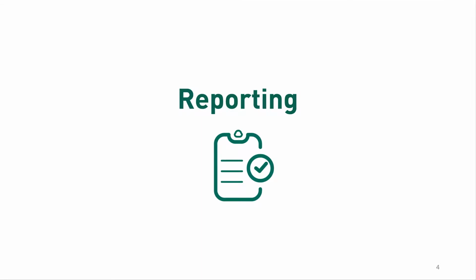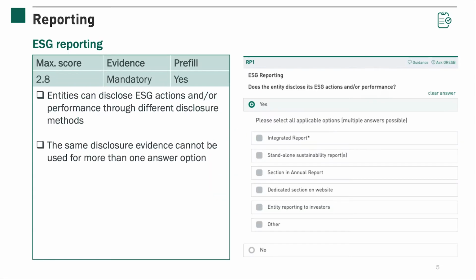We'll continue with the third aspect of the management component, reporting. Let's have a look at the indicator on ESG reporting. This indicator asks, does the entity disclose its ESG actions and/or performance? If yes is selected, a number of different disclosure methods or reporting types appear in the selection list.